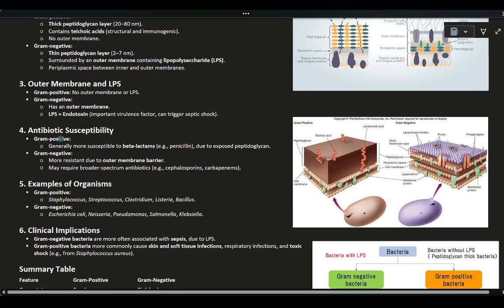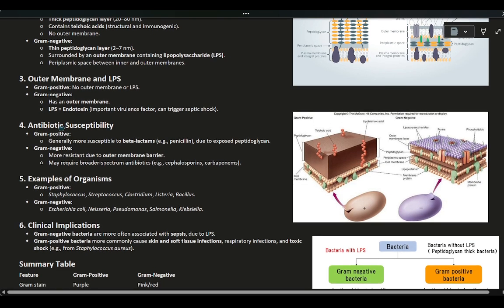Some other difference pertains to antibiotic susceptibility. Gram-positive bacteria are generally more susceptible to beta-lactams, such as penicillin, and that is because of the exposed peptidoglycan cell wall. So, treatments for gram-positive bacterial infection include beta-lactam medications like penicillin.